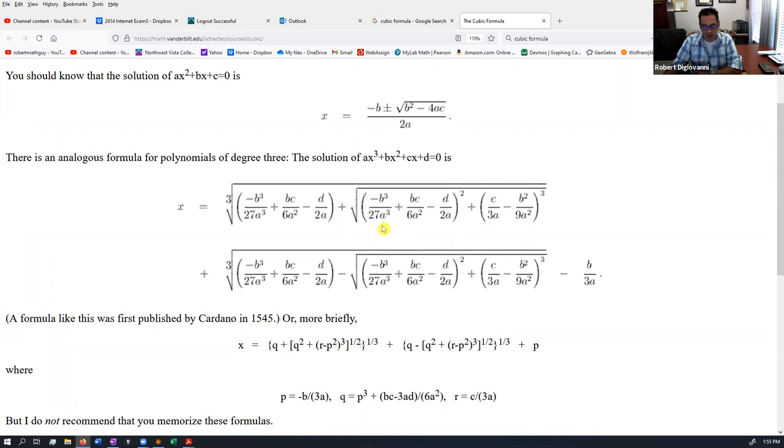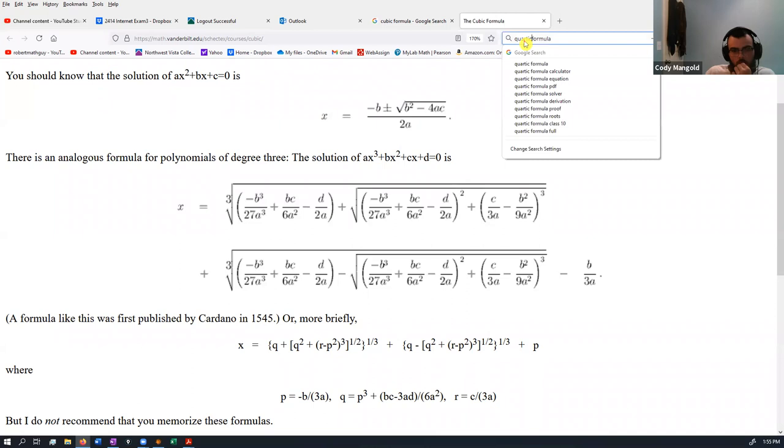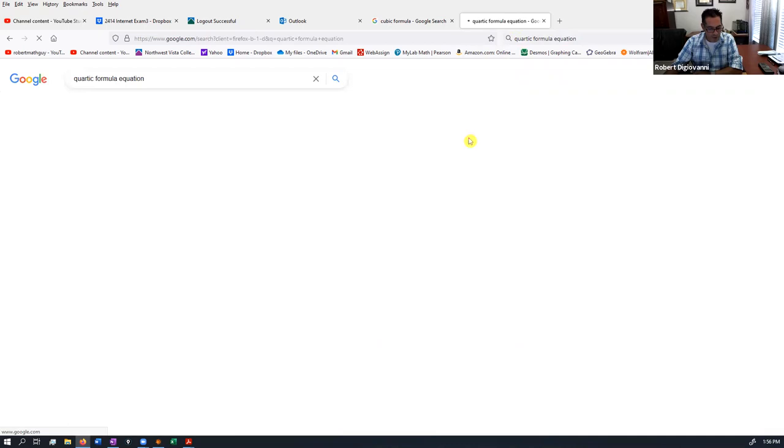Do you think there's a fourth degree formula for like ax to the fourth? I'm going to assume there's probably some generalized formula with something to n where you basically go based off of whatever exponent you have. Let me see if I can find it. Quartic equation.